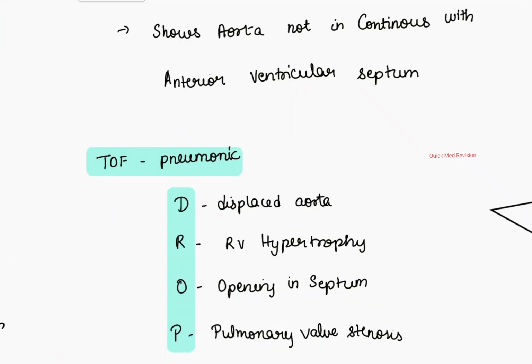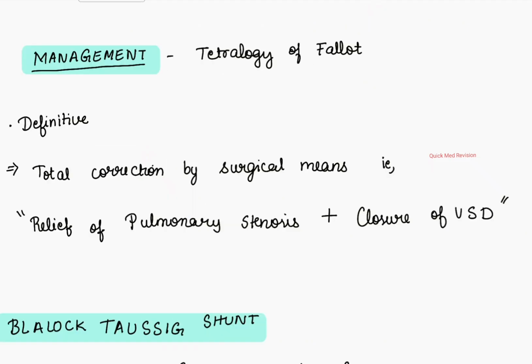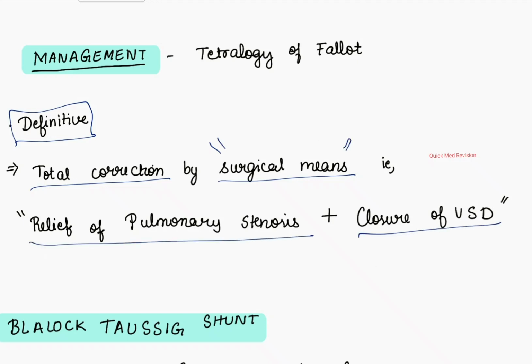And to remember this, let's see a mnemonic. The mnemonic is DROP: displaced aorta, right ventricular hypertrophy, opening in the septum, pulmonary valve stenosis. And finally, under the management of tetralogy of Fallot, for definitive management, we do total correction by surgical means, in the sense of relief of pulmonary stenosis and closure of the ventricular septal defect. We also do the Blalock-Taussig shunt.